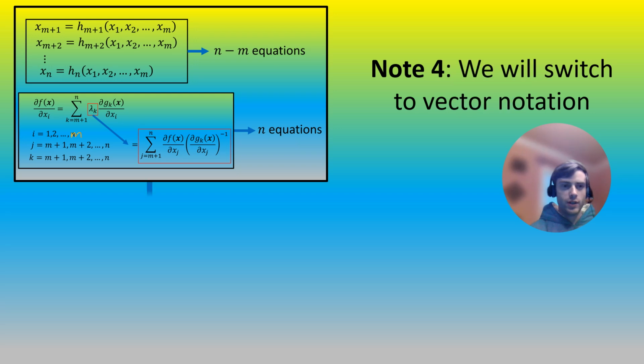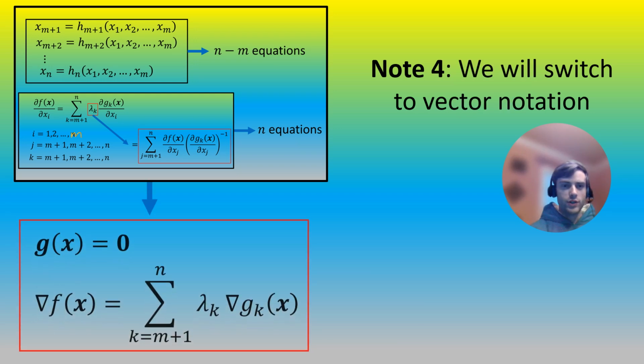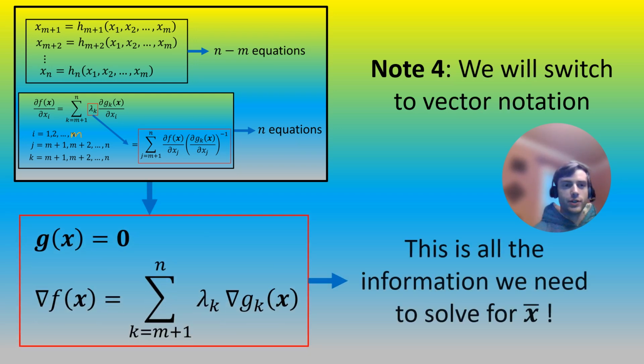So basically, we have those n minus m equations in the top box. We can get those from g of x equal to 0. And what we have on the bottom box is actually the gradient of f of x as the sum, from k equals m plus 1 all the way to n, of lambda sub k times the gradient of g sub k of x. And this is all the information we need to solve for x bar.